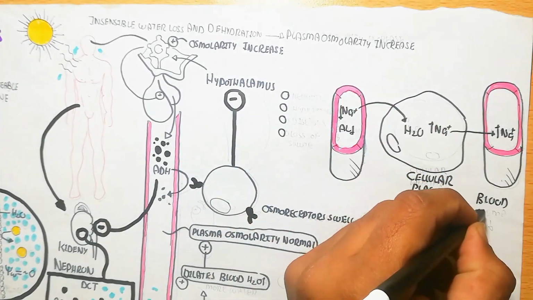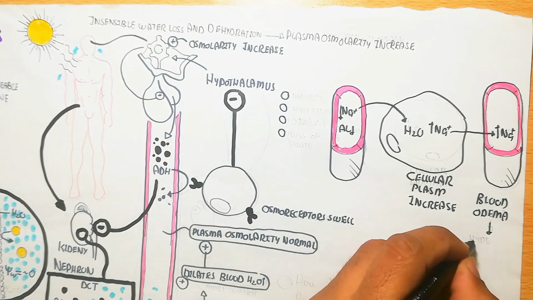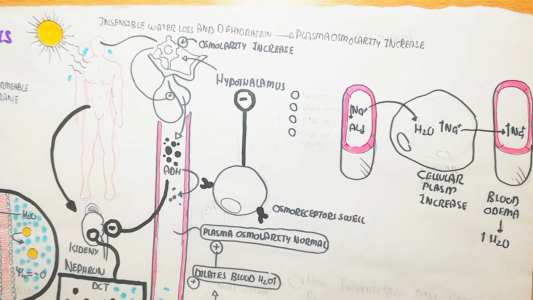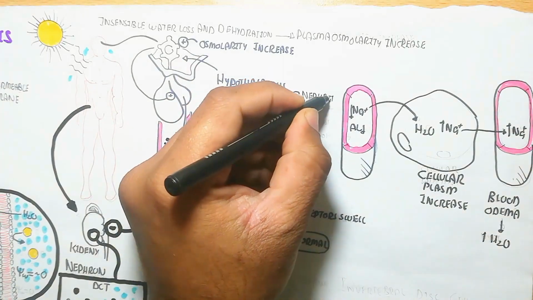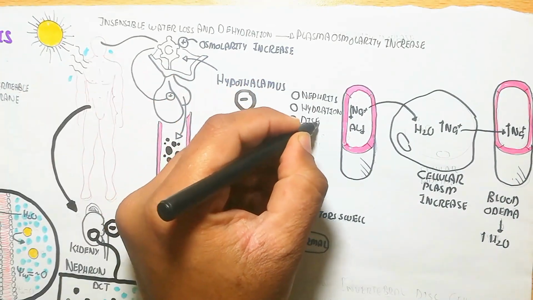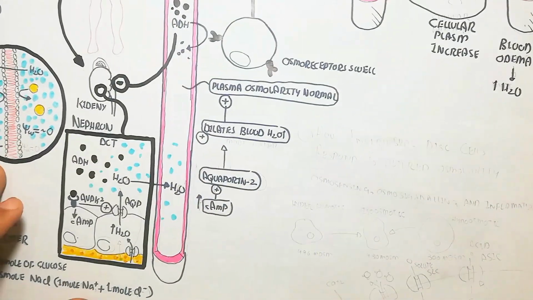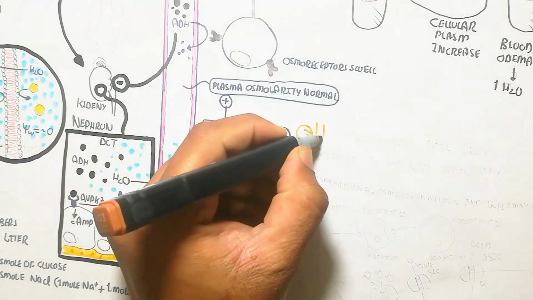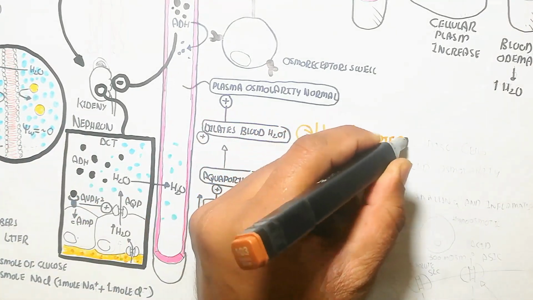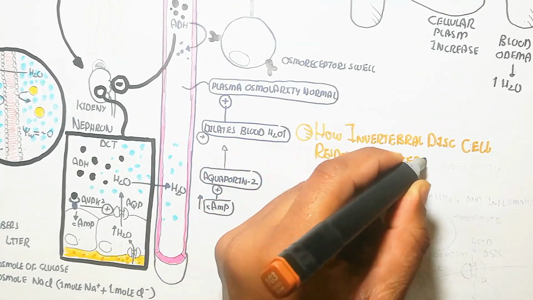Disturbances like nephritis, dehydration, and diseases with loss of solute can all cause many problems. When cellular plasma osmolarity increases, it can lead to edema or cellular injury, and many more problems can occur if osmolarity increases in the cell rather than the blood, or if blood osmolarity increases or decreases. The balance is known as homeostasis.